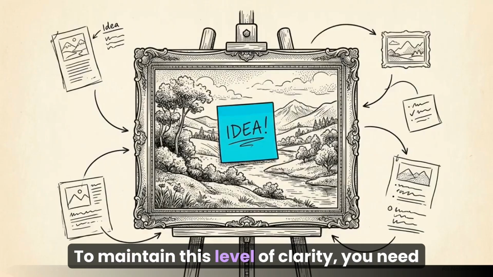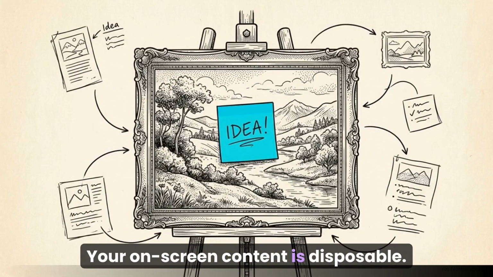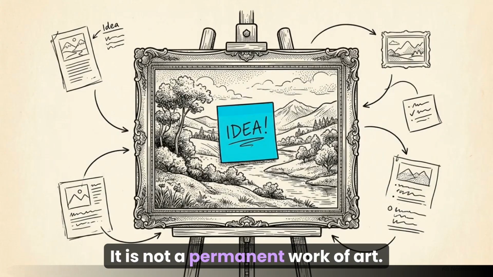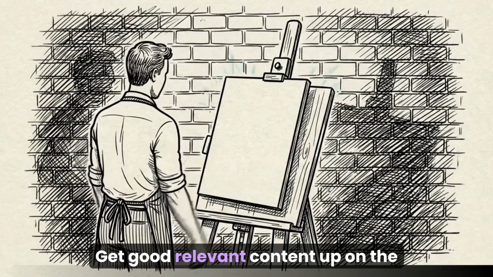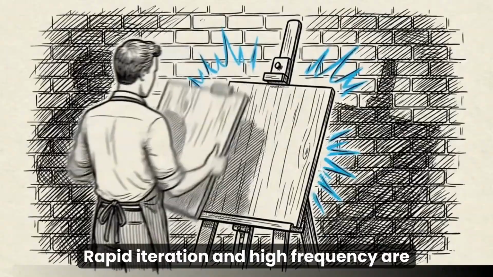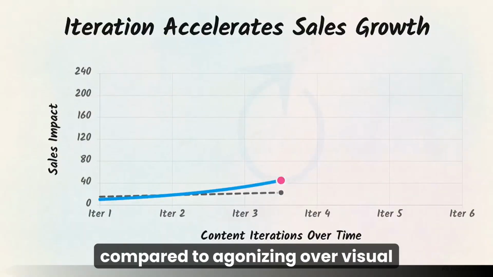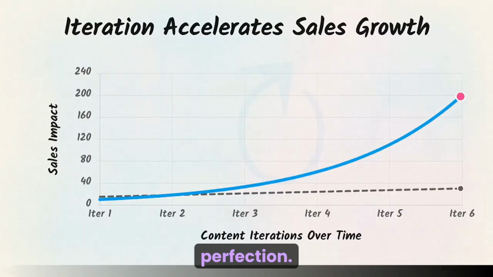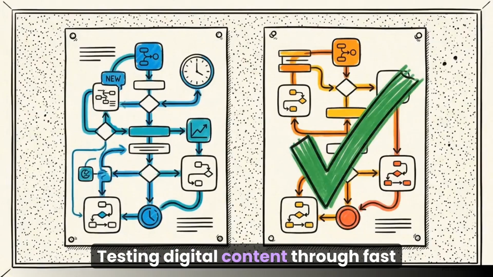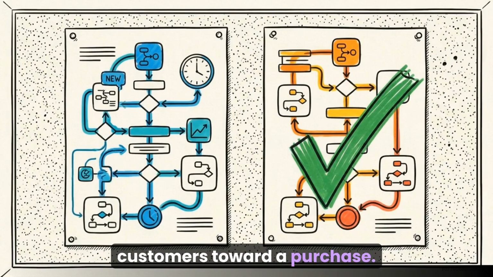To maintain this level of clarity, you need a mindset shift. Your on-screen content is disposable. It is not a permanent work of art. Get good, relevant content up on the board quickly and plan to swap it out in a few days. Rapid iteration and high frequency are highly effective at driving sales, compared to agonizing over visual perfection. Testing digital content through fast, iterative experiments identifies the specific visual triggers that move your customers toward a purchase.